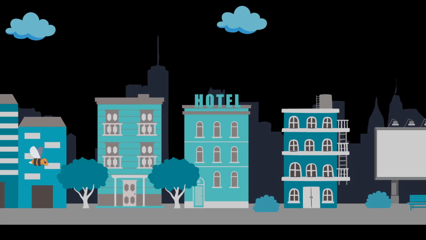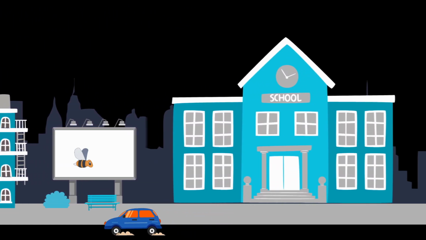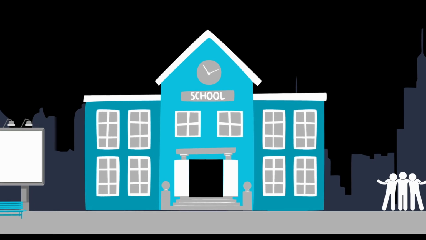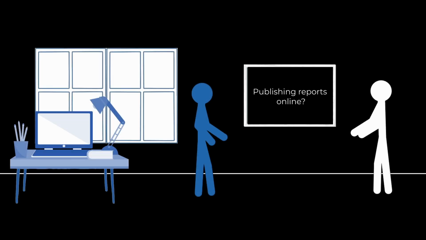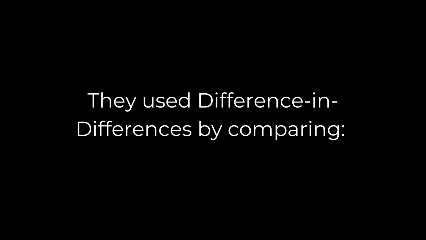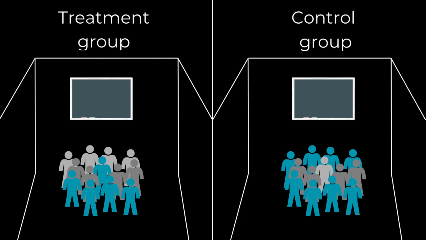To see difference in differences in action, consider a study performed by the Horizon Europe Project Effect researchers on the effect of school inspection in Flanders. The researchers wanted to know how publishing inspection reports online might impact school enrollment and student demographics. They used difference in differences by comparing a treatment group, where schools were inspected with reports published online, and a control group, where schools were not inspected during the study period.